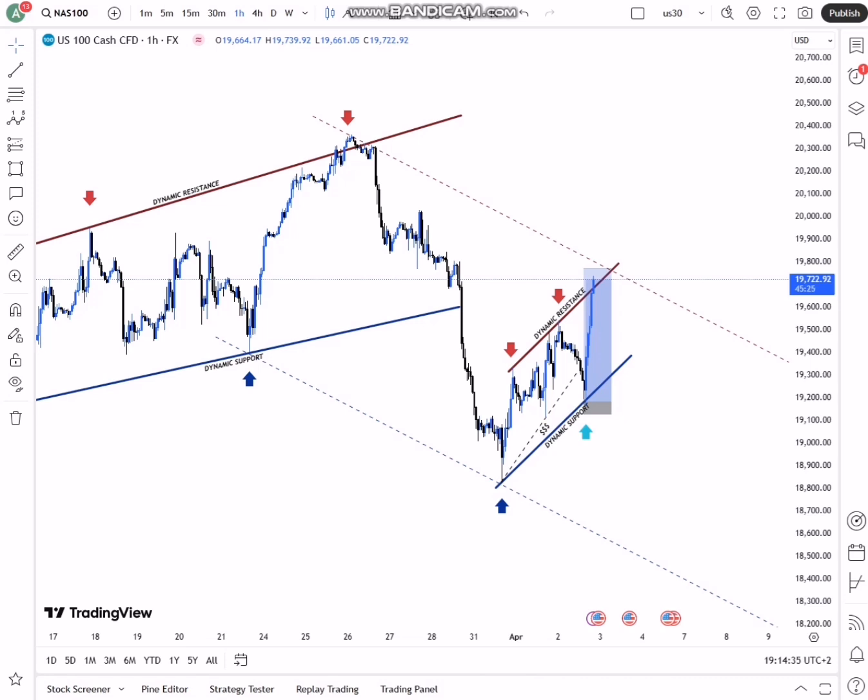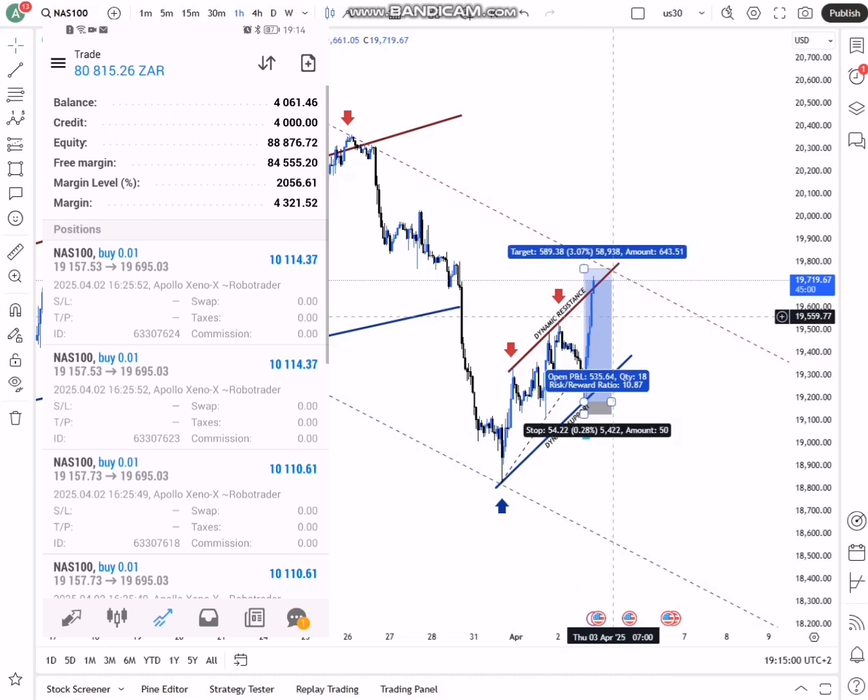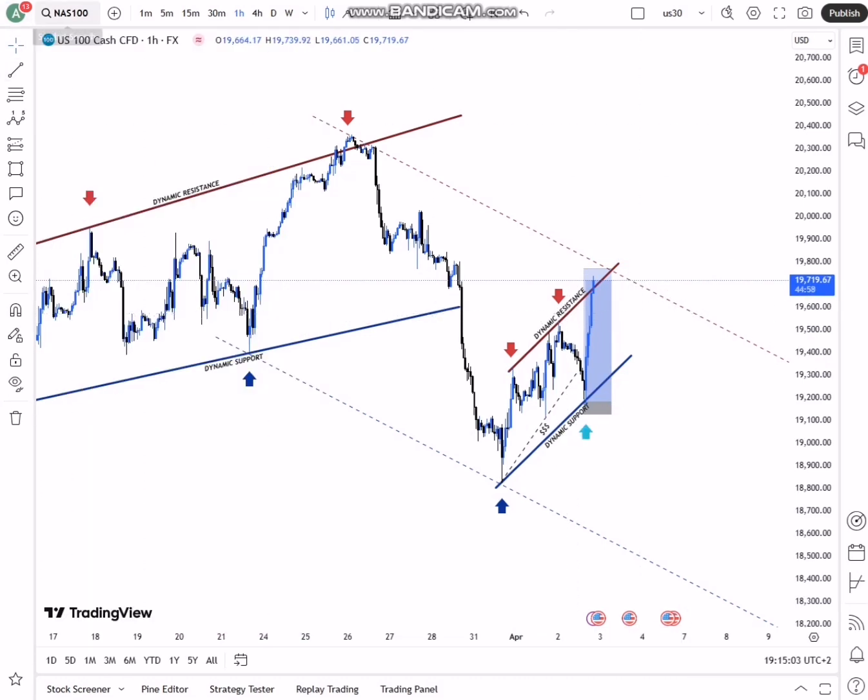I just want to quickly go over how I got this very beautiful trade over here, trading NAS100 today. I'm running over 500 pips. Currently running 80k in profit. Check the screen, boy. But let's just quickly jump into this before I get excited, man.